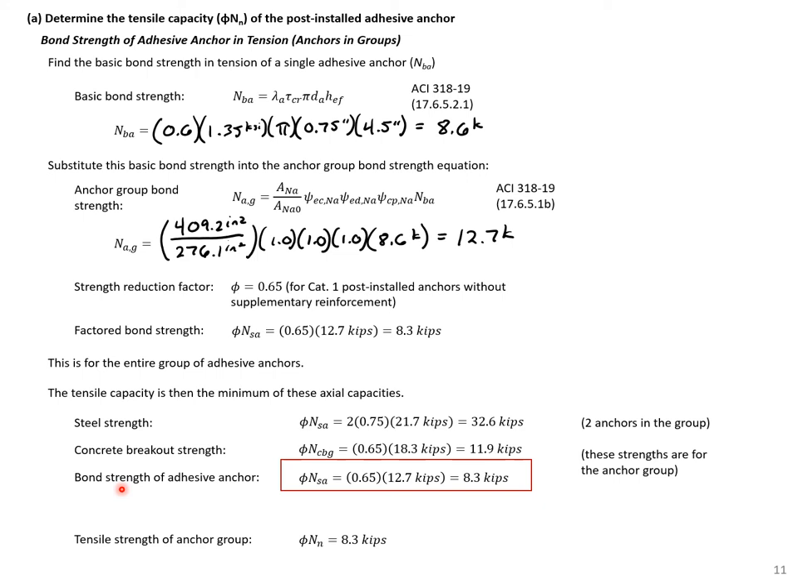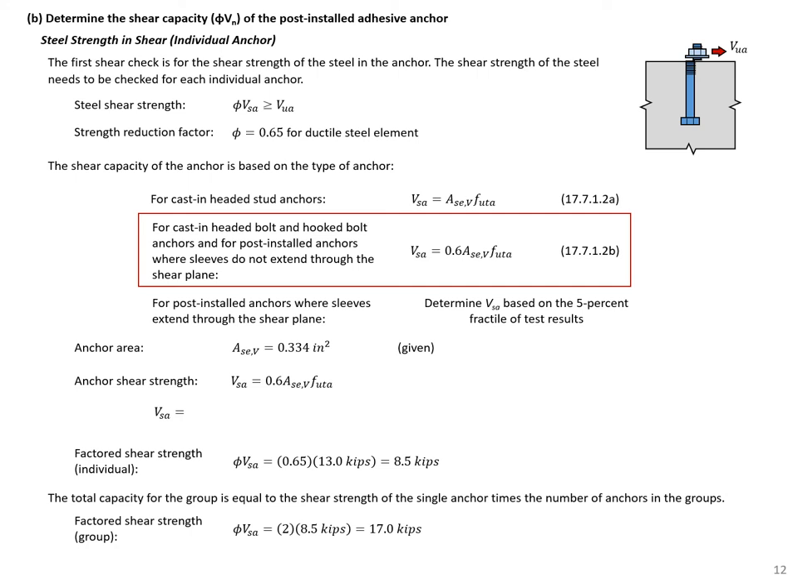We'll next move on to the next part of the problem, where we're determining the shear capacity of our post-installed adhesive anchor. Again, we need to calculate the capacity looking at the different failure mechanisms. The first failure mechanism that we'll look at is the steel strength in shear for an individual anchor. We can find the shear strength using an equation from this table here.